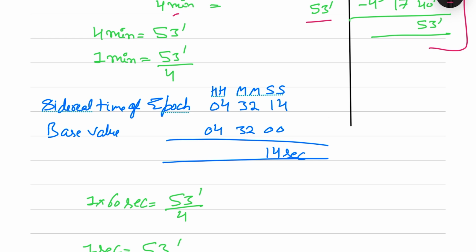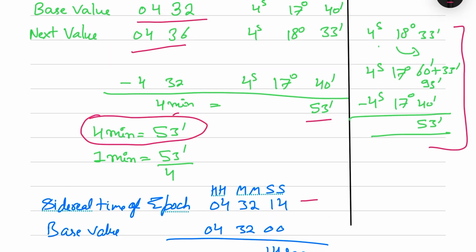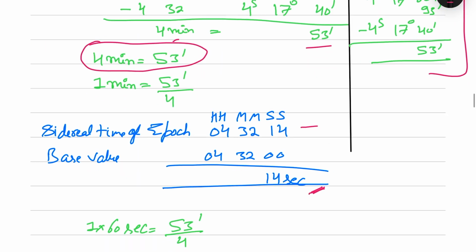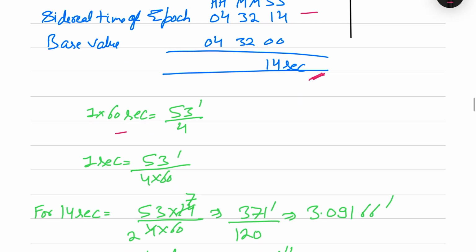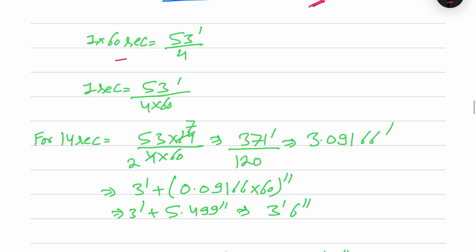Sidereal time at epoch is 4:32:14. The base value is 04:32, so it is for 14 seconds. Now for 4 minutes it was 53, so we have to calculate it for 14 seconds. I converted this 1 minute into seconds, and 1 second is equal to 53 upon 4 into 60. Then I multiplied it by 14 seconds, and after solving it comes to 3.0916 arc minutes. We can convert the decimal value into a lower unit by multiplying by 60, since 1 arc minute is equal to 60 arc seconds.